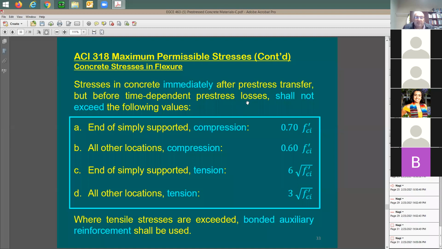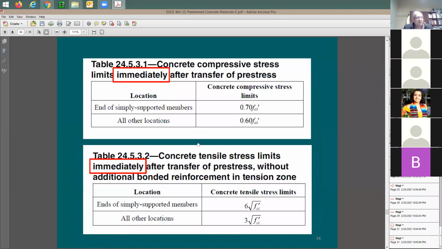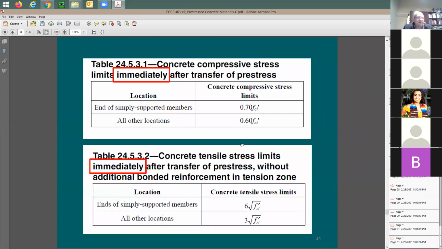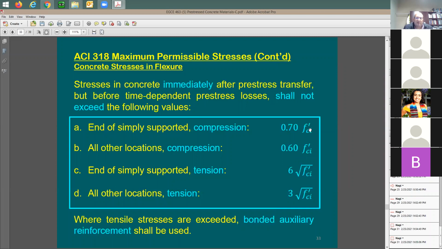Now you're going to be saying, where does this come from? Can I see it in the code? I'm going to say, yes. Look at this. Here's the code section. Just a copy and paste of the code section. So this slide, just go with this slide. Use any one of these two, whichever you like. This is going to be the same information. 70 and 60%, 6 square root of f'c, and 3 square root of f'c, and of course, it's going to be f'ci at the time of transfer, initial pre-stress.